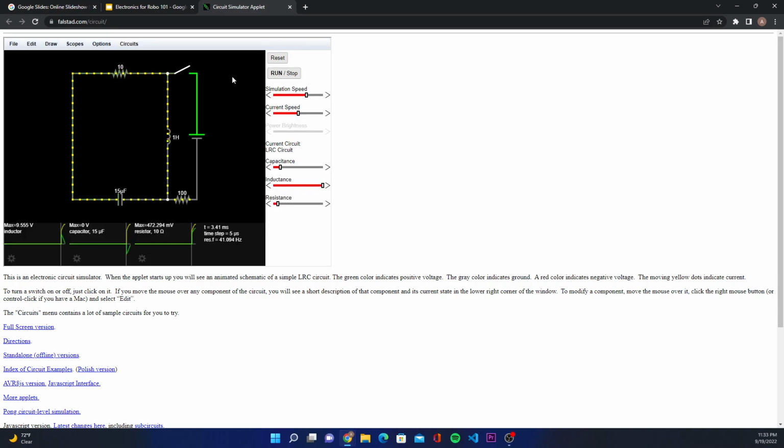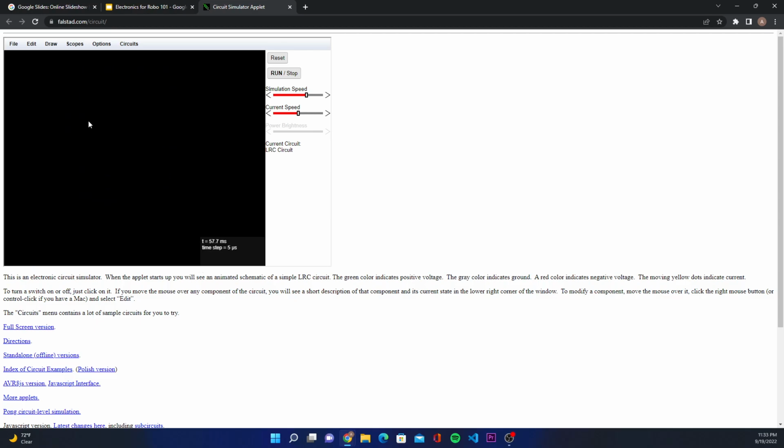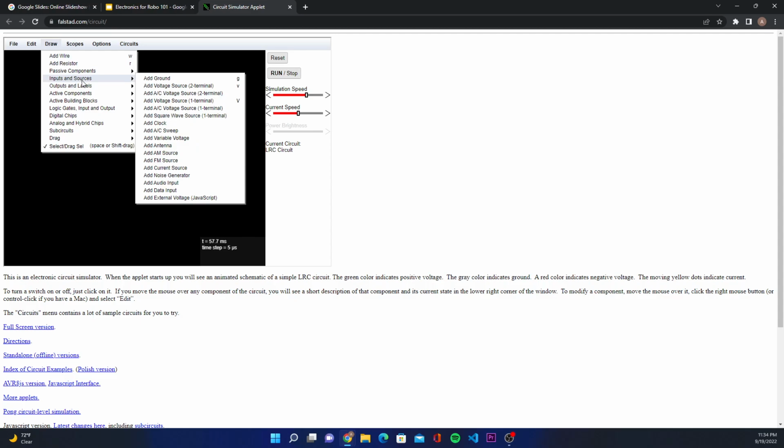So this is called the Falstad Circuit Simulator. This looks daunting at first, but let's start easy. Falstad is a circuit simulator that lets you model any schematic, any circuit here, and then it'll show you what's going on: the voltages at points, the currents across points or across components, all as a function of time. You can do some pretty neat stuff with this. For now, let's start with a simple circuit, the one that we had above.